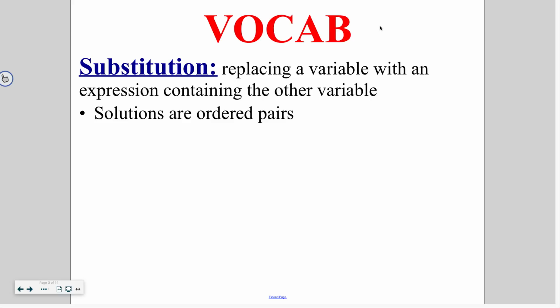So substitution is one of the algebraic methods that we can use to figure out the answer to systems of linear equations. This means that we are replacing one of the variables in the equation with another formula. The solutions are still ordered pairs.